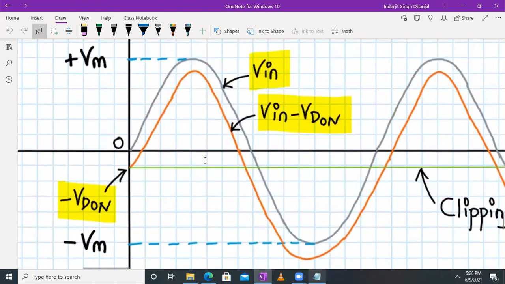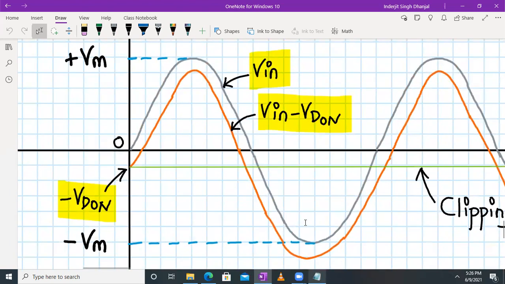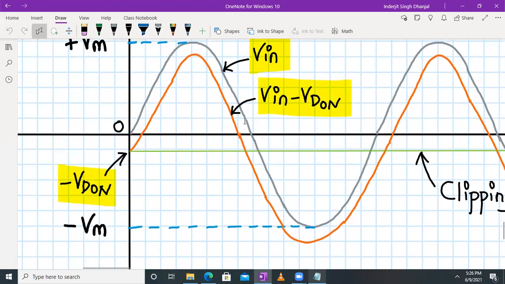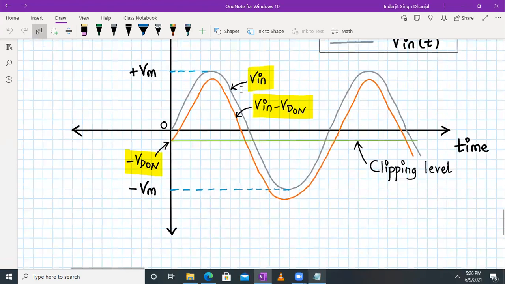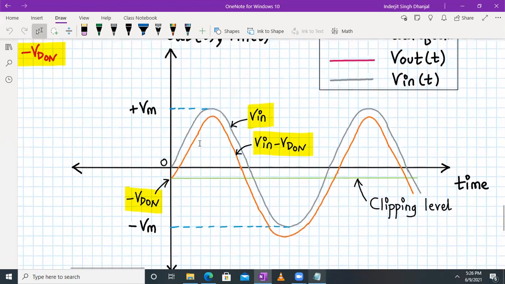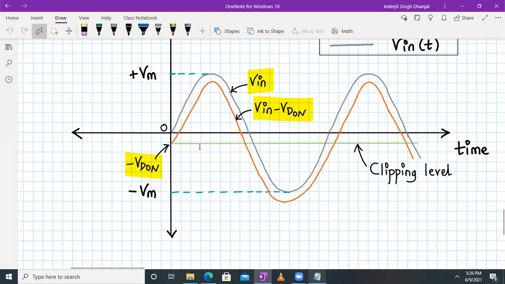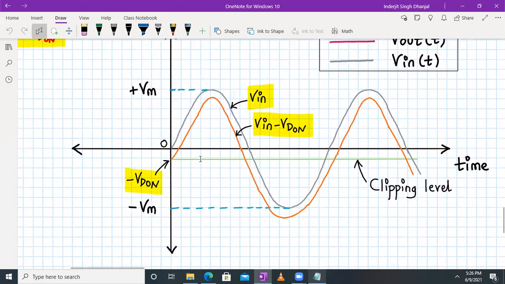You see that at every point of time, the difference between the orange waveform and the gray waveform is VD on. This drawing is extremely important. The input waveform you can draw as it is, but this orange waveform in your books, draw it as a dotted line, because this is not the output waveform. This is just the reference according to the new clipping level, the tracking waveform.